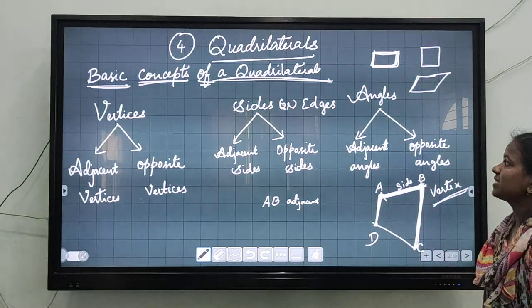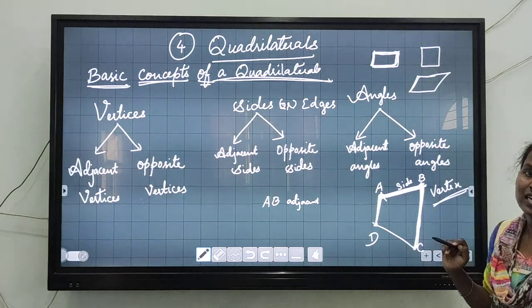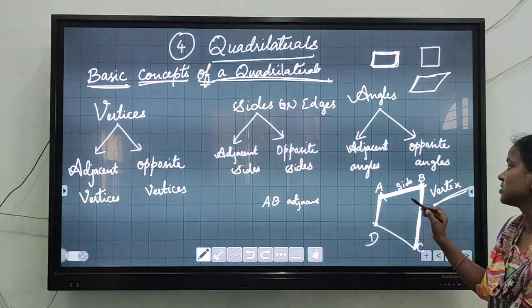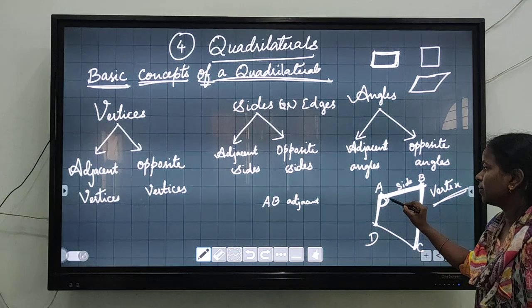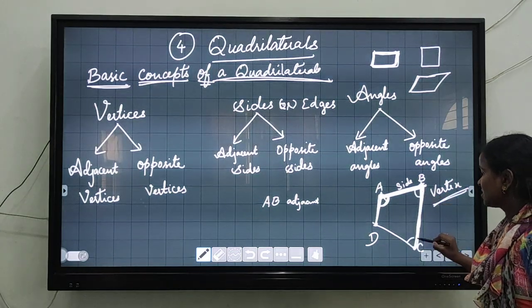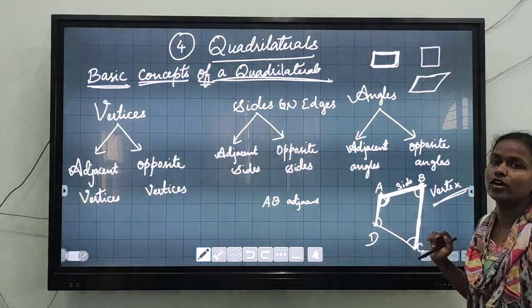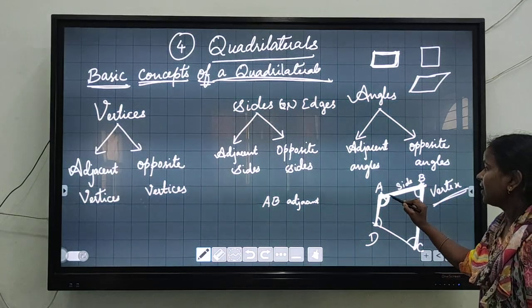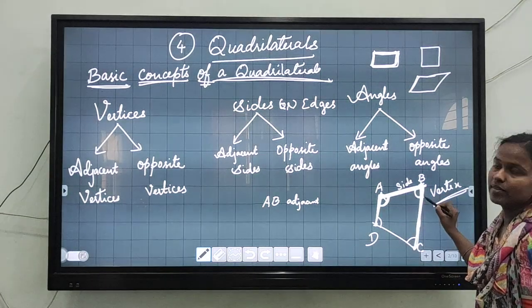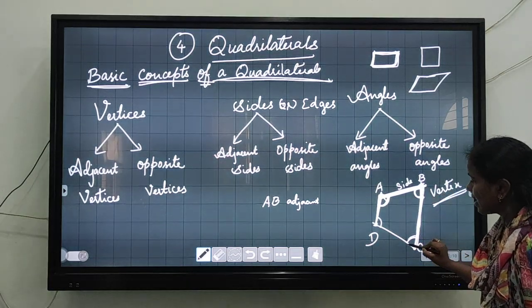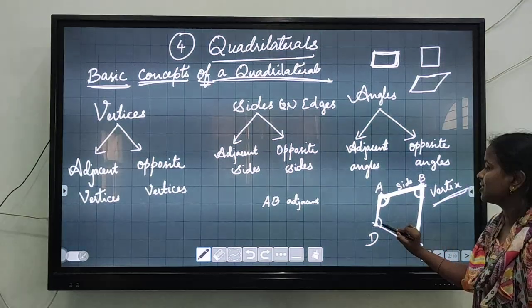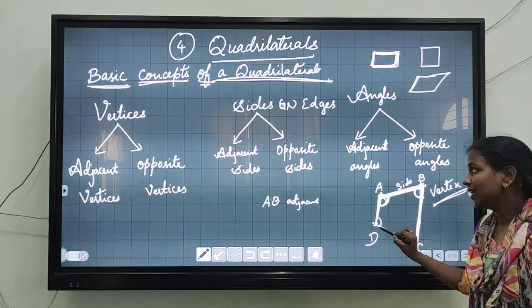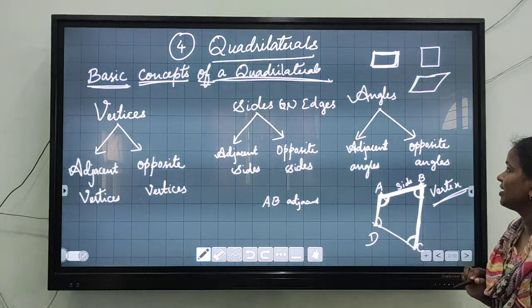Next one is angles. Adjacent angles: adjacent angle means the same as with vertices. This is one angle, this is one angle, this is one angle. It has 4 angles. Adjacent angle means next angle. Angle A is adjacent to angle B. Angle B is adjacent to angle C. Angle C is adjacent to angle D. Angle D is adjacent to angle A.